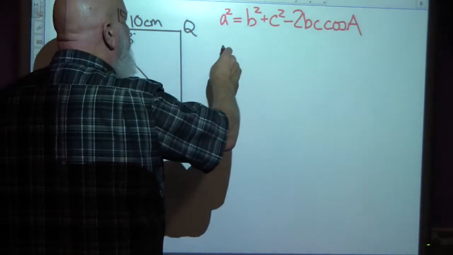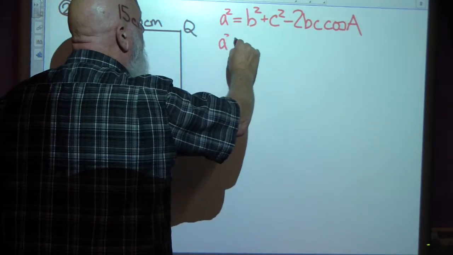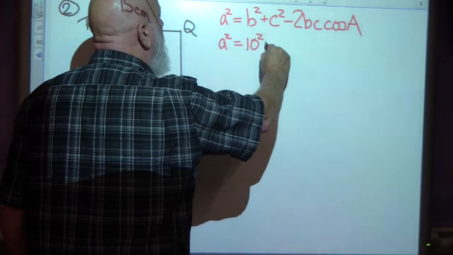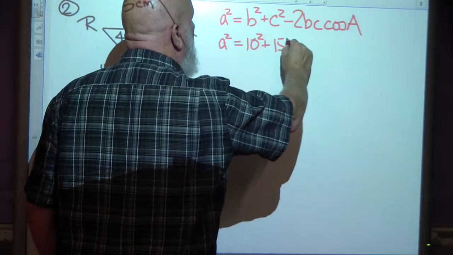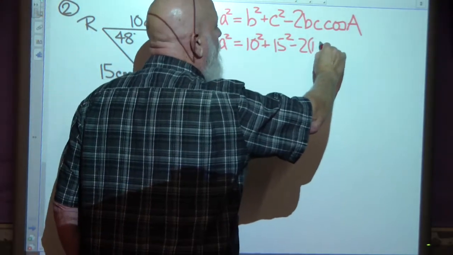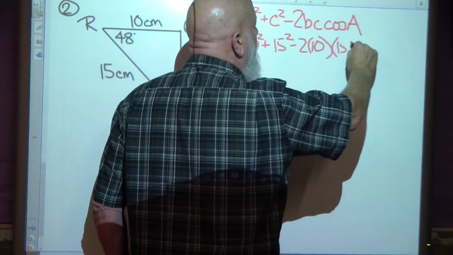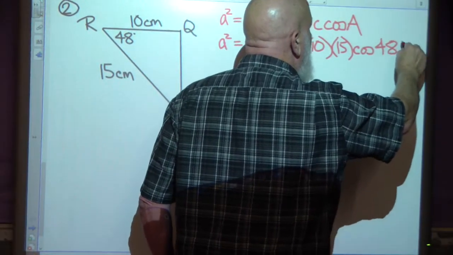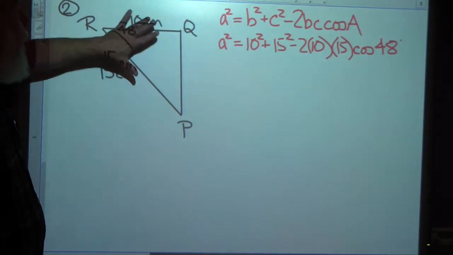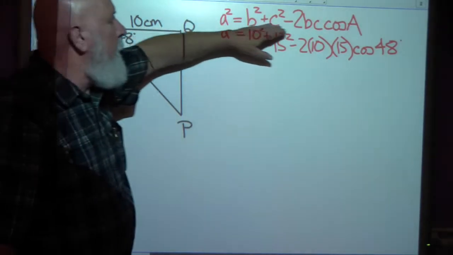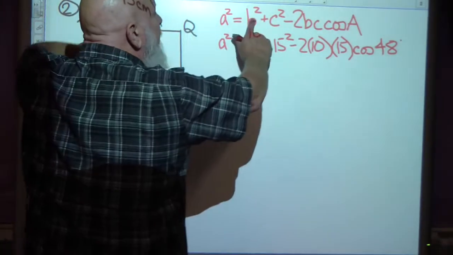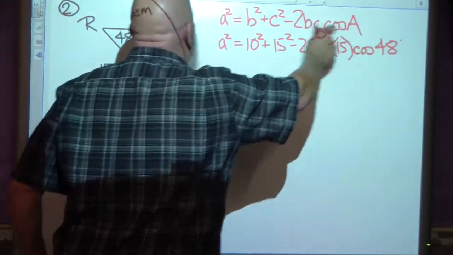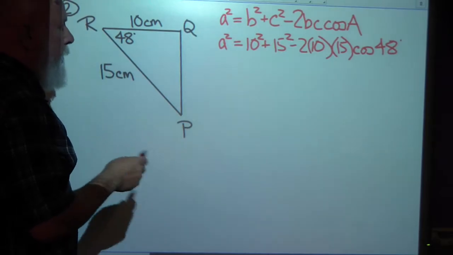So here we go. Is equal to, last time I wrote the wrong angle there. Okay, again, I know these aren't A, B, and C, but I'm just using this as a pattern. This is one of the sides I'm looking for, so these are the other two sides, 10 and 15. Okay, and this is the angle, and that will give me the length of this side. That's how the law of cosines works.